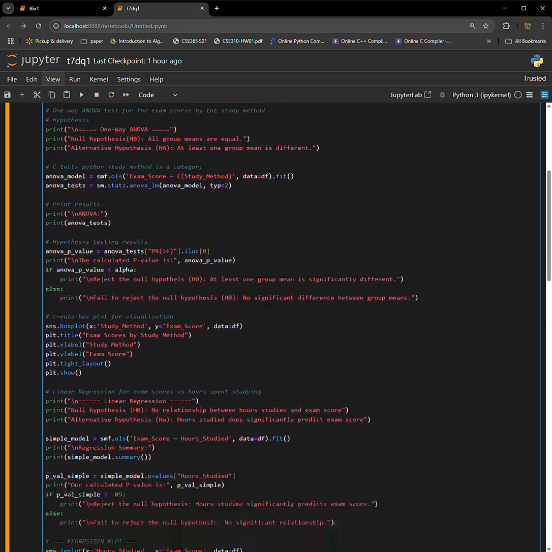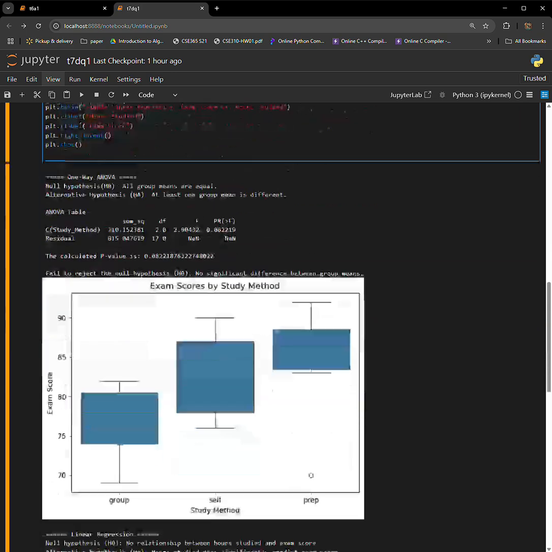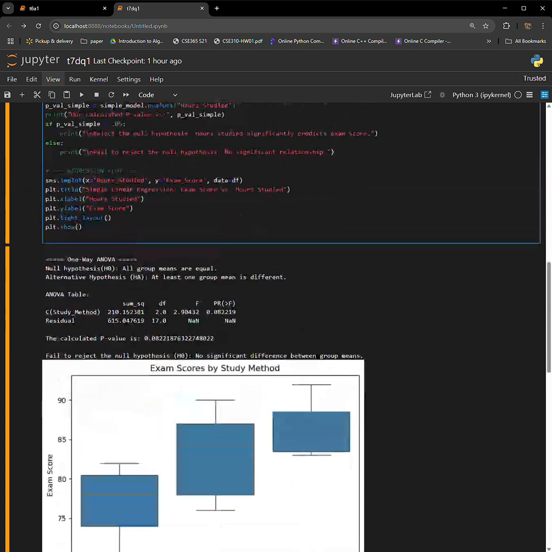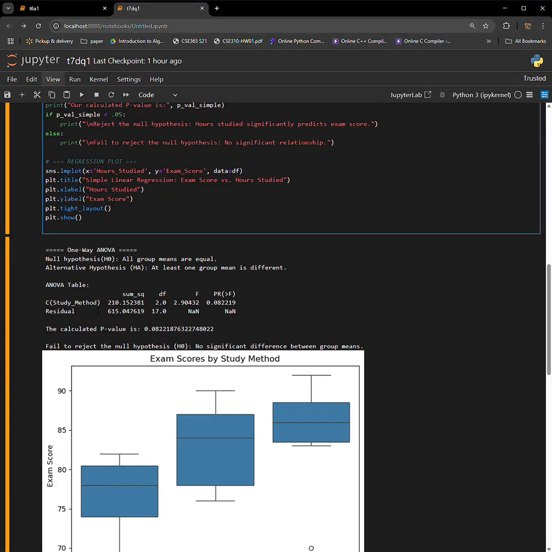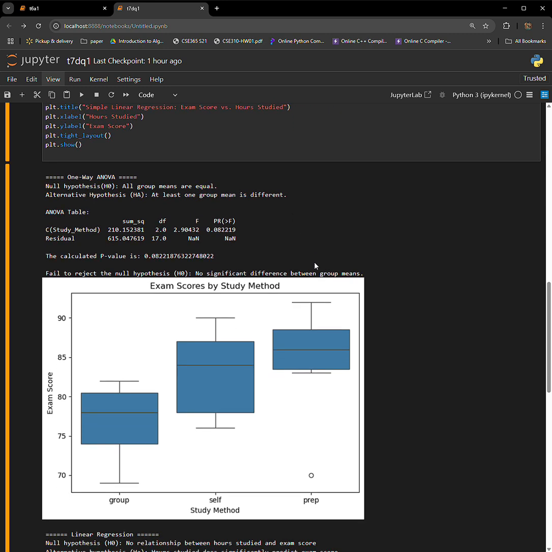Once we did that, I printed the results and also did a box plot. We can go ahead and take a look at that down here. So that's going over our hypotheses. Looking at the ANOVA table, we found that our p-value is 0.08, which is greater than 0.05. Then we have our F statistic and degrees of freedom. Since our p-value was greater than 0.05, we failed to reject the null hypothesis and find that no significant difference was found between the group means.